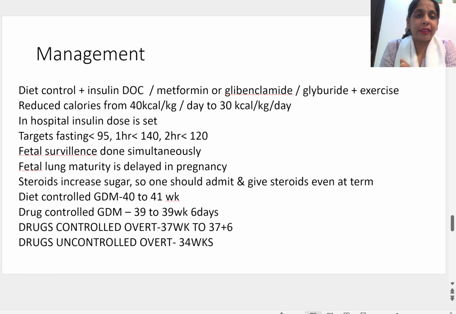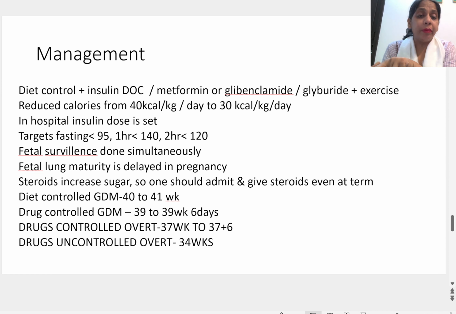Okay, fetal surveillance, but here I would like to tell you that those values in the diagnosis are asked quite often, these are asked less often. Okay, so targeting values are these, and fetal surveillance is done quite often, that you all have studied in the fetal surveillance.